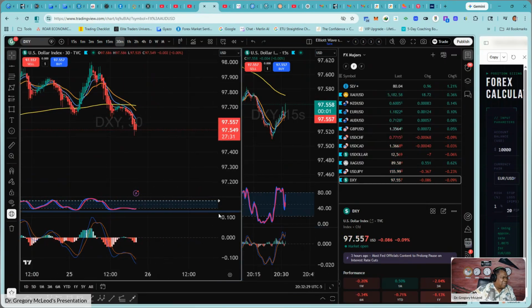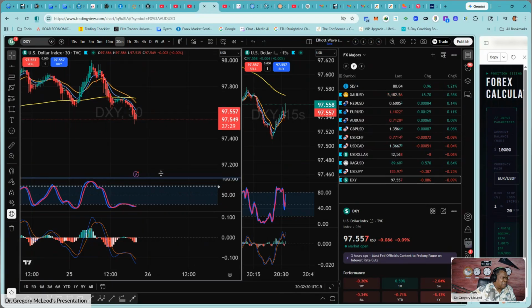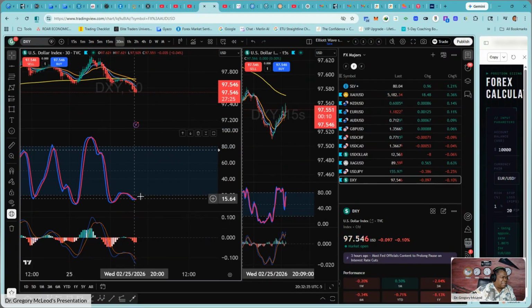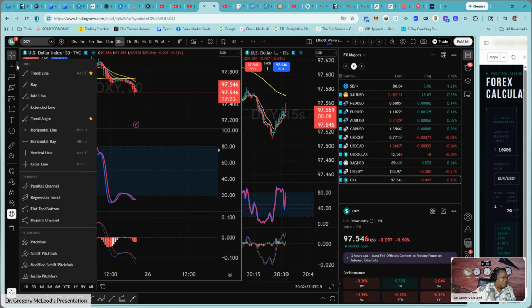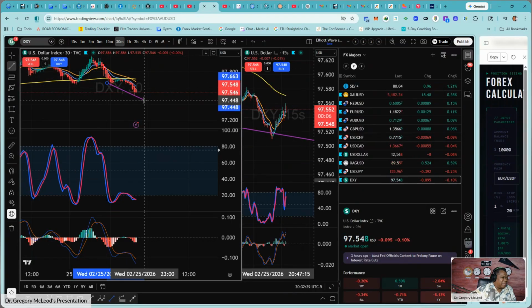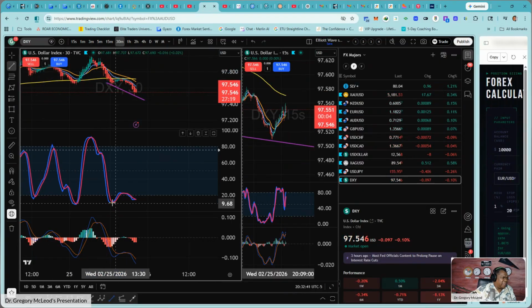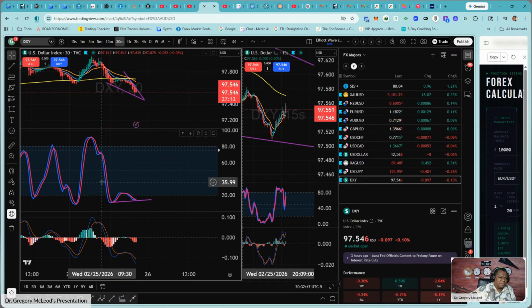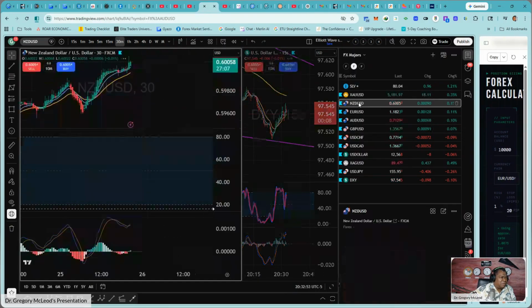Dollar 30-minute is... that's bullish stochastic divergence there. We need a confirmation with the break of the trend line, but you got a falling wedge. This is really messy. What's going on here?